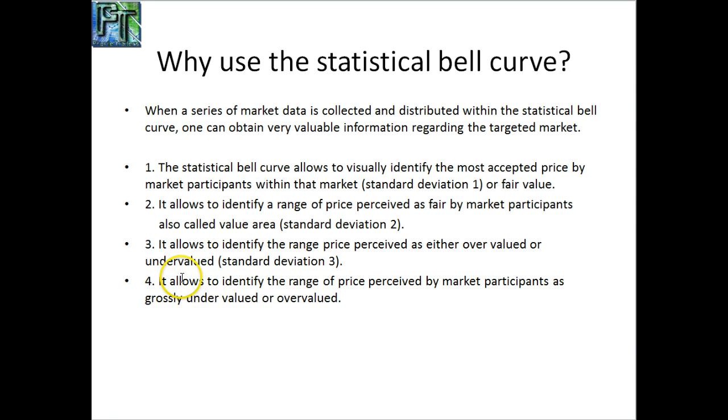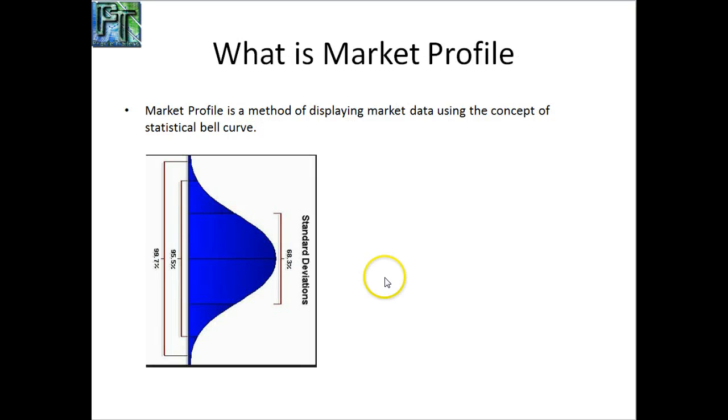And also it allows us to identify the range of price perceived by market participants as grossly undervalued or overvalued. Meaning if we get to the very extreme high or the very extreme low of the statistical bell curve, that's where we are going to encounter extreme overvalued at the high and extreme undervalued at the low.